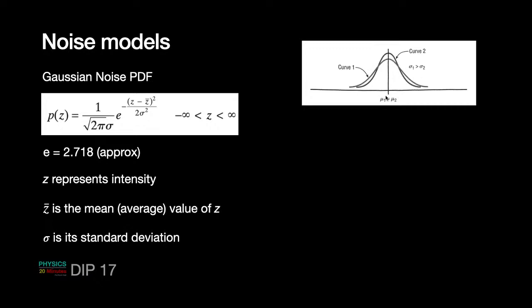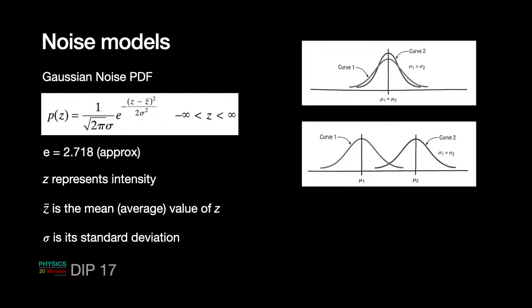For example, here I have two Gaussians or two normal distribution curves where the peaks are at the same place. So they have the same z bar. In this diagram, z bar is called mu. Please don't get confused. But their sigmas are different. Sigma 1 is greater than sigma 2. This is curve 1 which is wider. So greater sigma will give you wider curves. Lesser sigma will give you narrower curves.